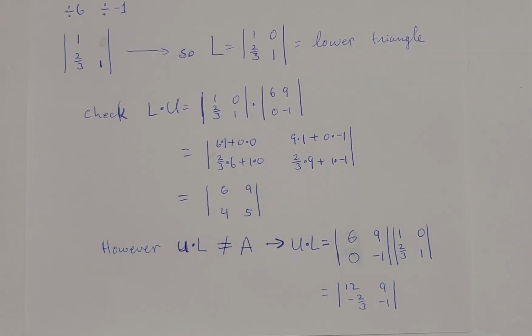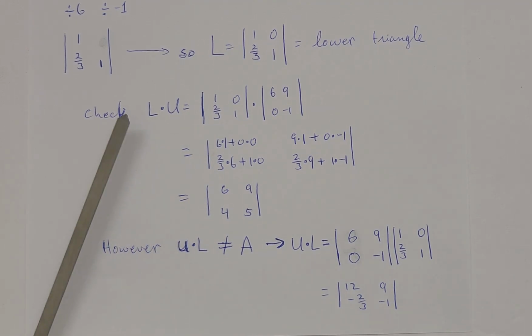Okay, so 1 times 6, which is here, plus 0 times 0, which is here, 1 times 9, which is here, 0 times -1, which is here. Next, 2/3 times 6, which is here, plus 1 times 0, which is here, 2/3 times 9, which is here, plus 1 times -1, which is here. Now let's clear this up, simplify it.